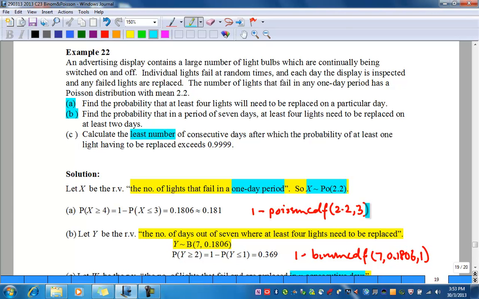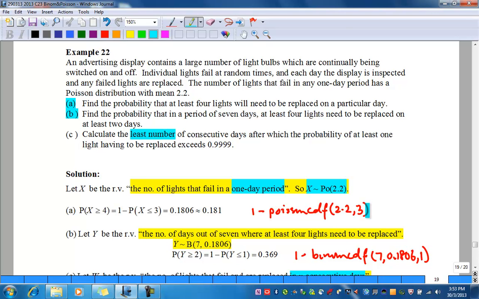B. Find the probability that in a period of 7 days, at least 4 lights need to be replaced on at least 2 days. C. Calculate the least number of consecutive days after which the probability of at least 1 light having to be replaced exceeds 0.9999. Let us define the random variable. Let X be the random variable, the number of lights that fail in a 1-day period. So X follows a Poisson 2.2.